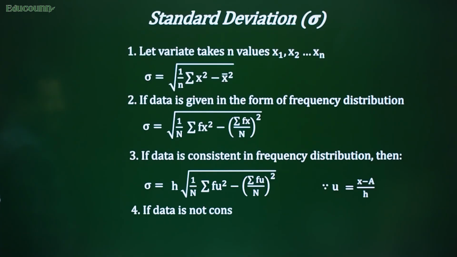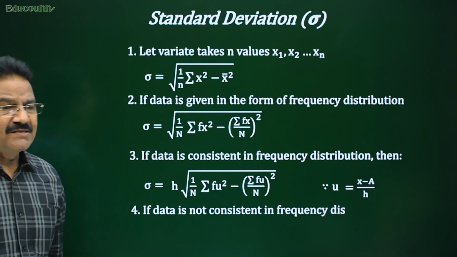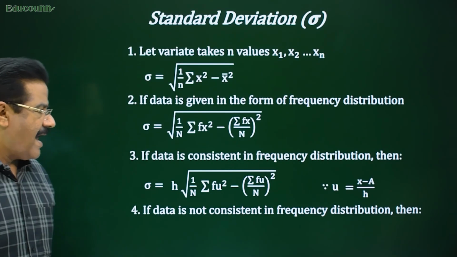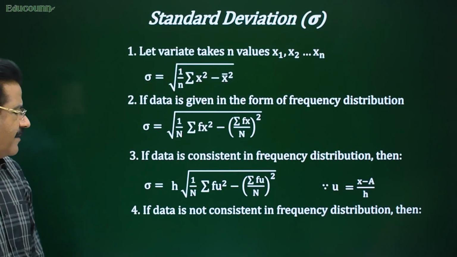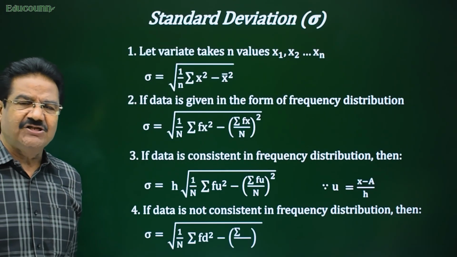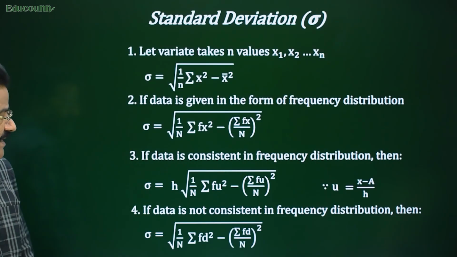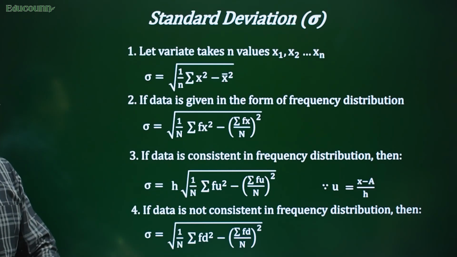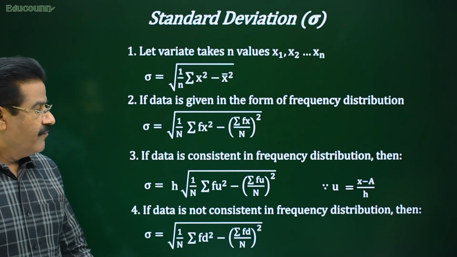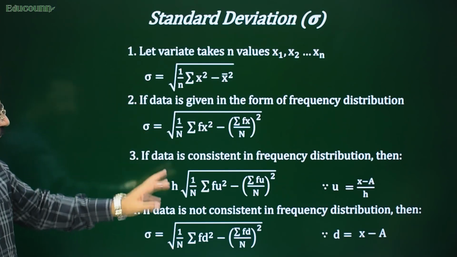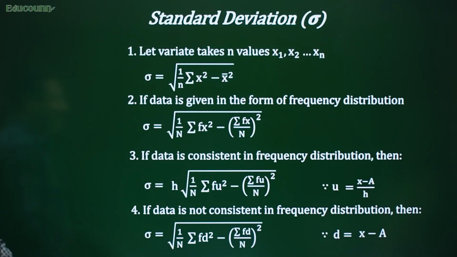So let us take number 4. If data is not consistent, now we convert the example in terms of d, as we know from the last topic. So sigma is equal to, now there is no question of h, and that's why h is not present. The same formula of under root is there, only the difference is that u is replaced by d, where d is equal to x minus a only. So these are the formulas of standard deviation to be used.